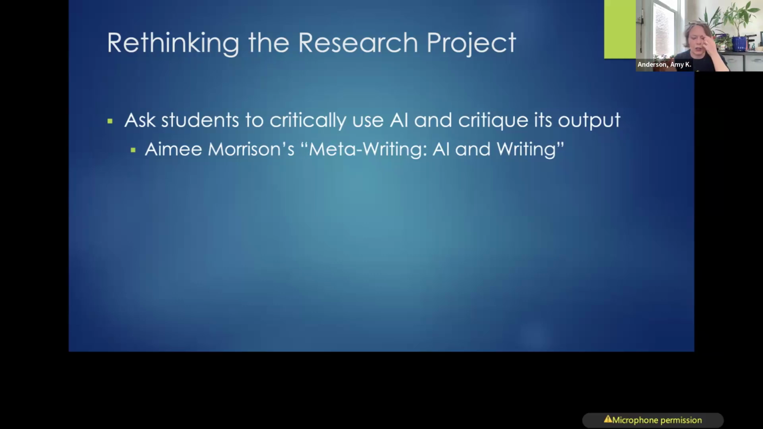What's behind this article was Morrison was given a very loose prompt to write an article that had to do with AI and writing. So what she does is she goes in and puts that prompt into ChatGPT, generates the response, and then writes her article around the response, talking about what the AI got right and the things that it missed and got wrong. So that was the model that I used, and I did have students read Morrison's article early on.